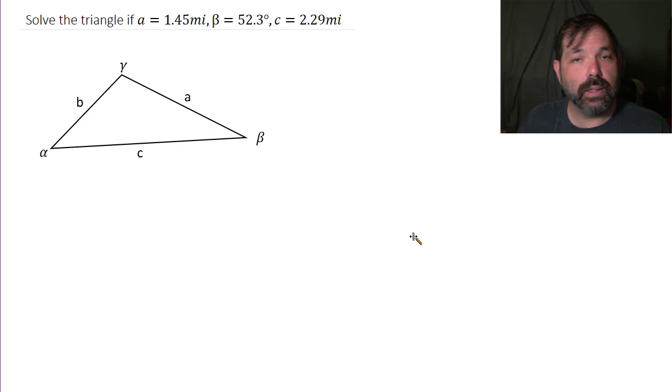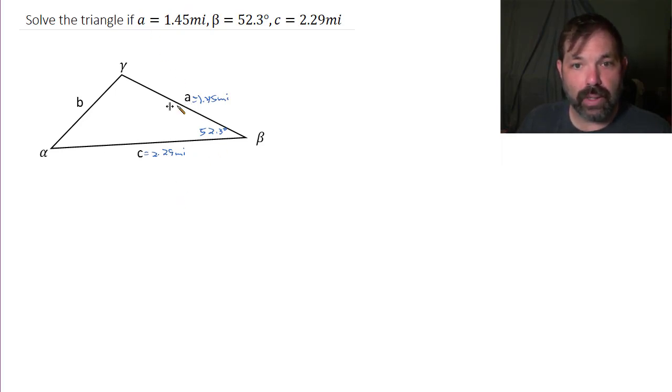Now would be a good time to try this one on your own. Solve this triangle. Here we're told that a is 1.45 miles, beta is 52.3 degrees, and c is 2.29 miles. And we're asked to solve the triangle.